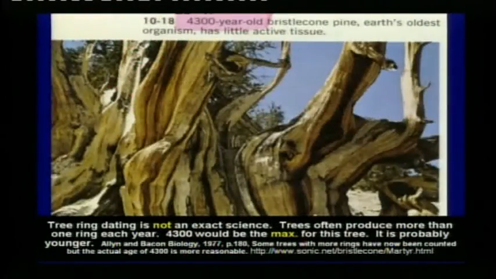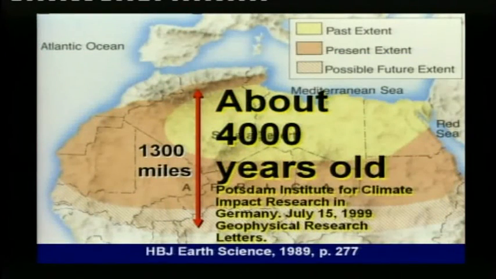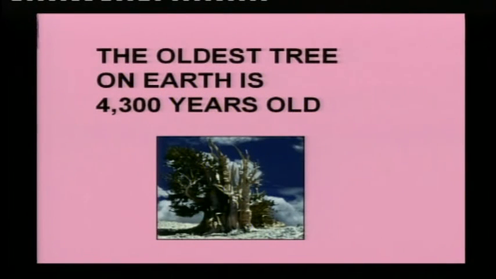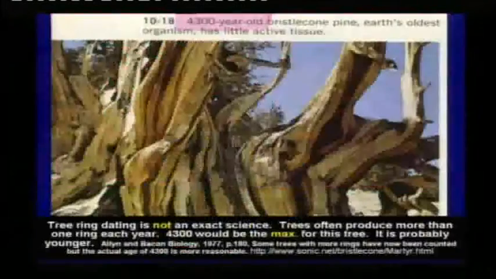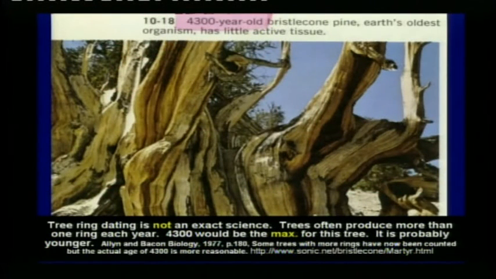Let's come back to that slide. If the oldest desert on the planet is only 4,000 years old, why is the oldest desert on the planet so young? Well, you expect it to be younger than the flood, which was 4,400 years ago. Well, guess what? It is. It's the same with the oldest tree on the planet. And this is the oldest tree on the planet. It's called the bristlecone pine, 4,300 years old.